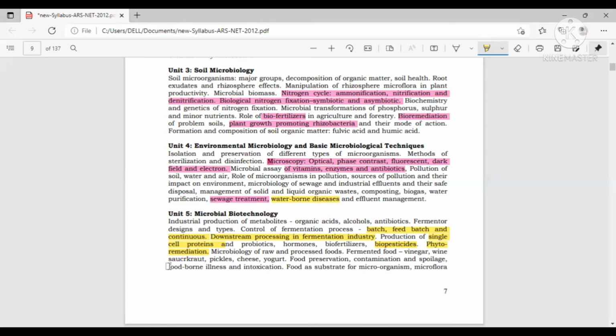Then you briefly outline foodborne illness, like waterborne disease, foodborne disease. Only some key diseases, like botulism, we have to focus on, and don't study the entire foodborne diseases. It will waste your time.